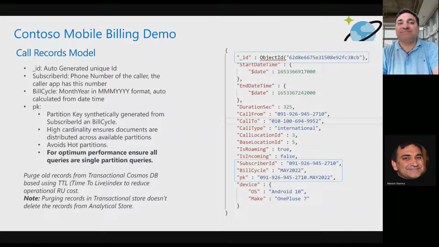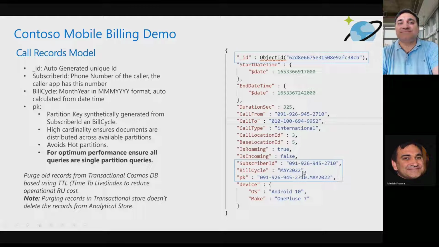So let's see the data model that we are going to use for ingestion. Our data model, we have kept it very basic. We have some information about when the call started, from where it got generated, to which number it went, where the call will end, etc. But for the demo, we are going to take three key fields. So we are looking at ID, which is the unique ID that is generated by MongoDB here. We have a subscriber ID, which is the identifier for the person who is making the call.